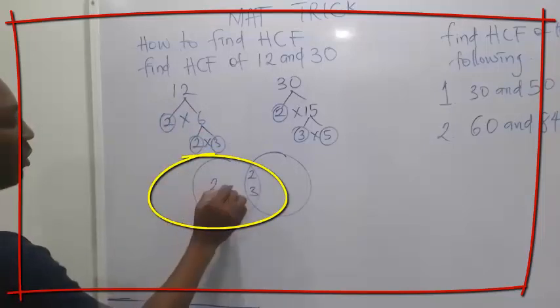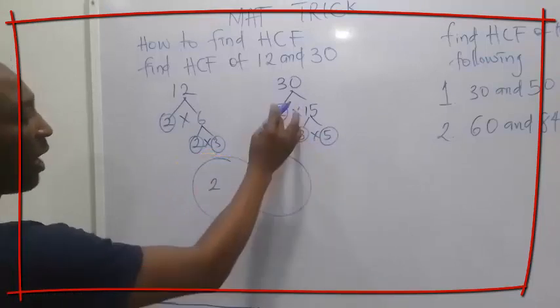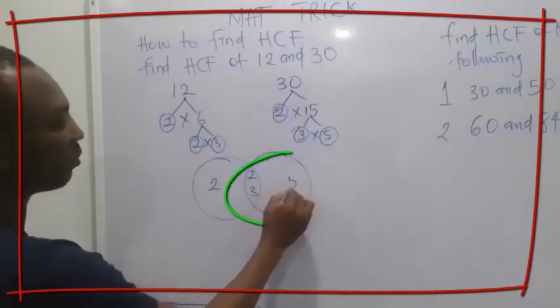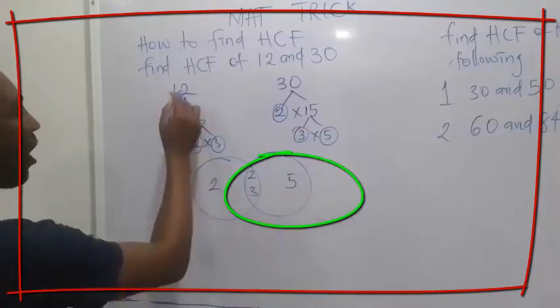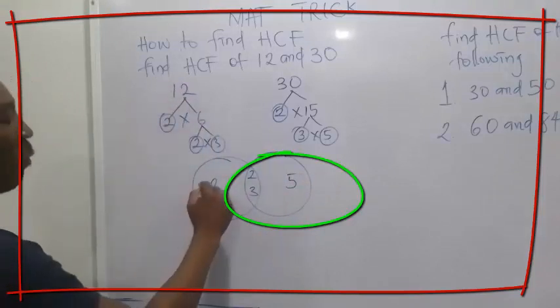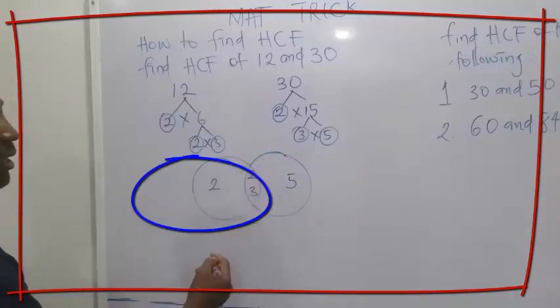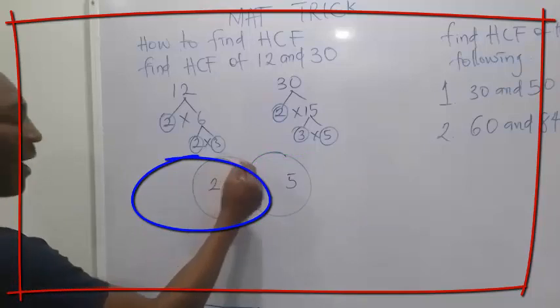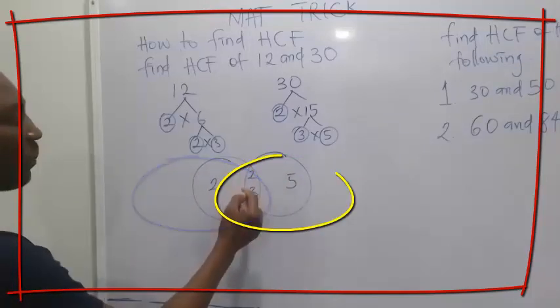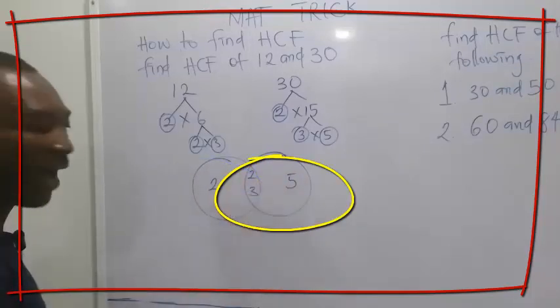What is left is what? 2. So for this one, we have seen 2, we have seen 3. What is left is what? 5. So all this is 2 multiplied by 2 multiplied by 3, and for this, 2 multiplied by 3 multiplied by 5.